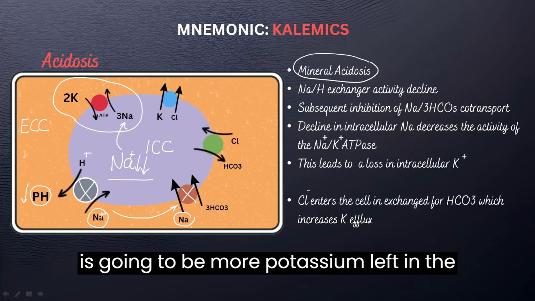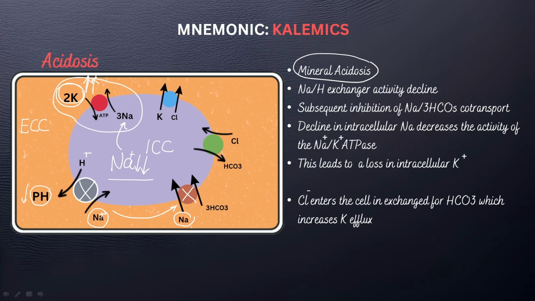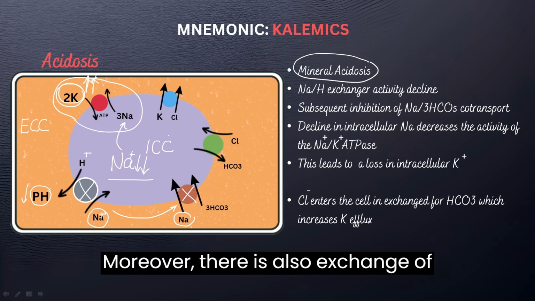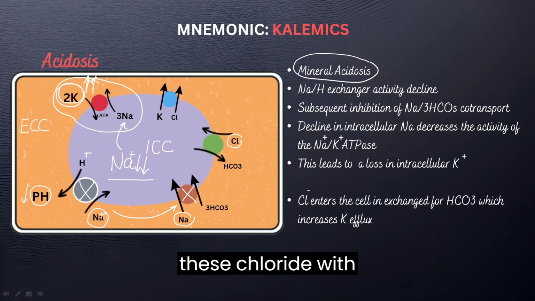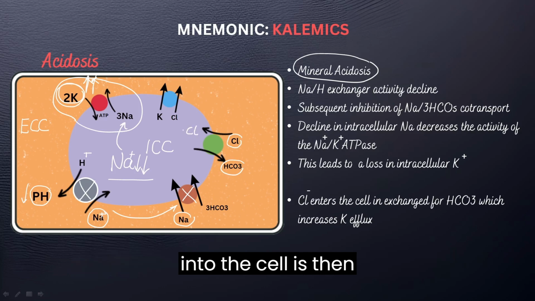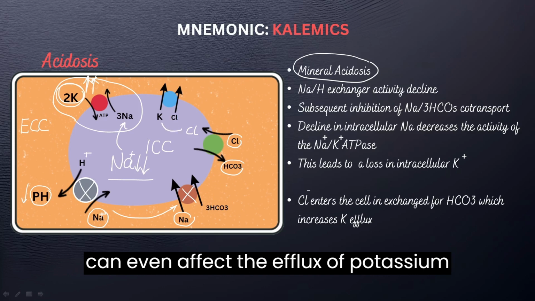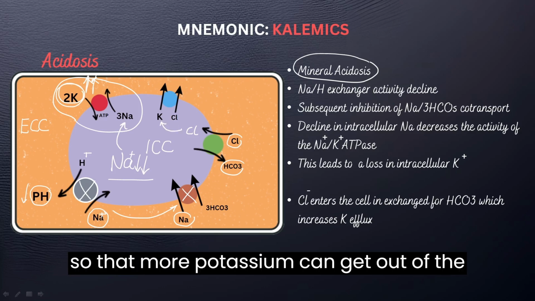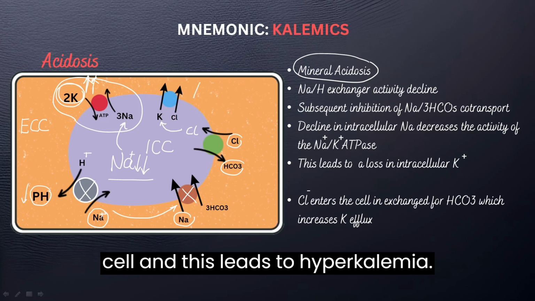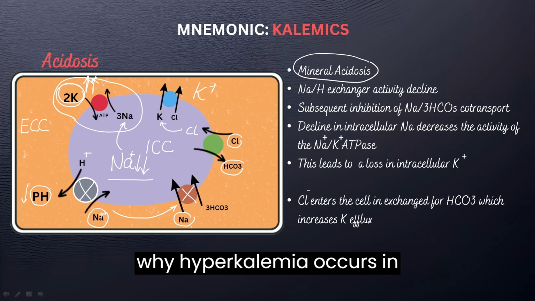Hence, there is going to be more potassium left in the extracellular compartment, which leads to hyperkalemia. Moreover, there is also exchange of these chlorides with bicarbonates. So the chlorides that come into the cell are then used as a co-transporter. These chlorides can even affect the efflux of potassium so that more potassium can get out of the cell, and this leads to hyperkalemia. So this is the reason why hyperkalemia occurs in acidosis.